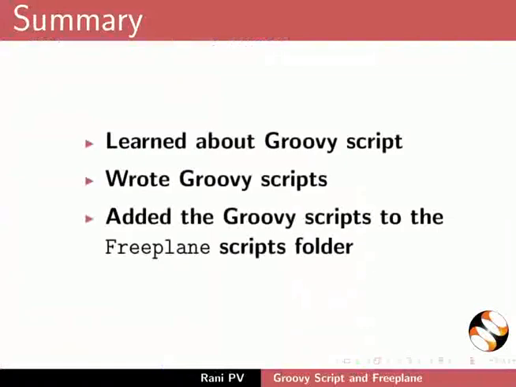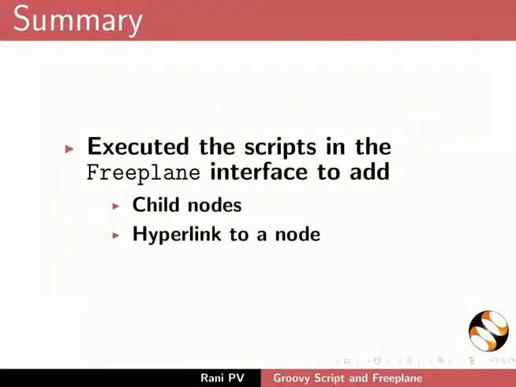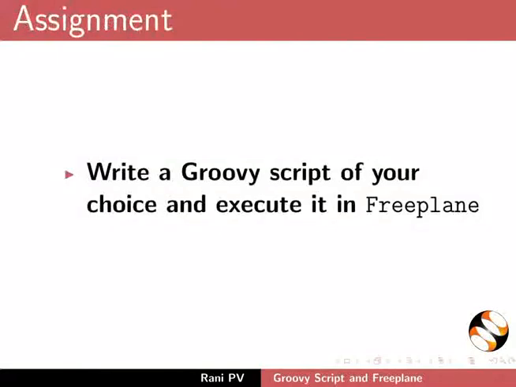Now let's summarize. In this tutorial, we learned about Groovy script, wrote Groovy scripts, added the Groovy scripts to the Freeplane scripts folder, executed the script in the Freeplane interface to add child nodes in the map and hyperlink to a node. For assignment activity, please do the following. Write a Groovy script of your choice and execute it in Freeplane.